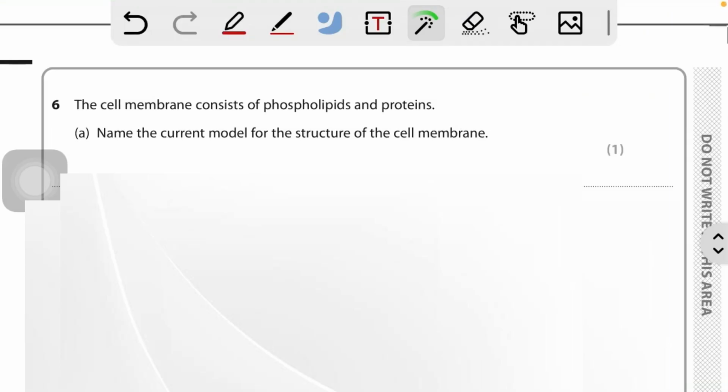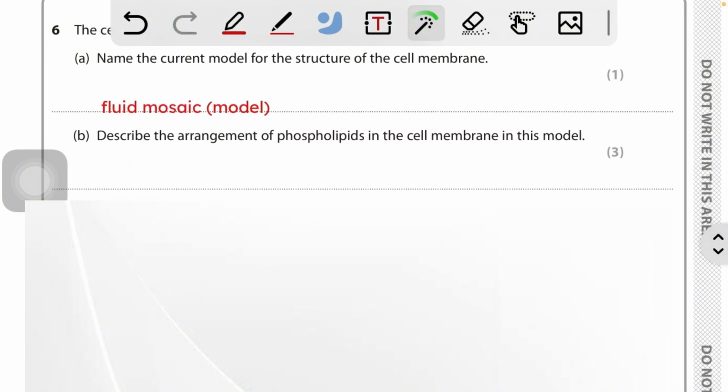Let's get started with question 6 of Unit 1, January 2024. The cell membrane consists of phospholipids and proteins. Name the current model for the structure of the cell membrane. Memorize-based question. That's the fluid mosaic model. So let's see the second question. Describe the arrangement of phospholipids in the cell membrane of this model.